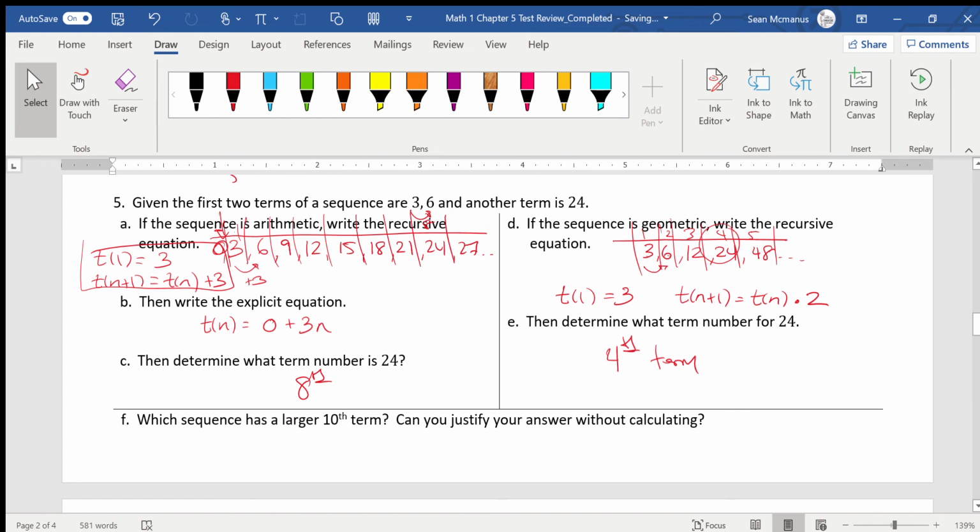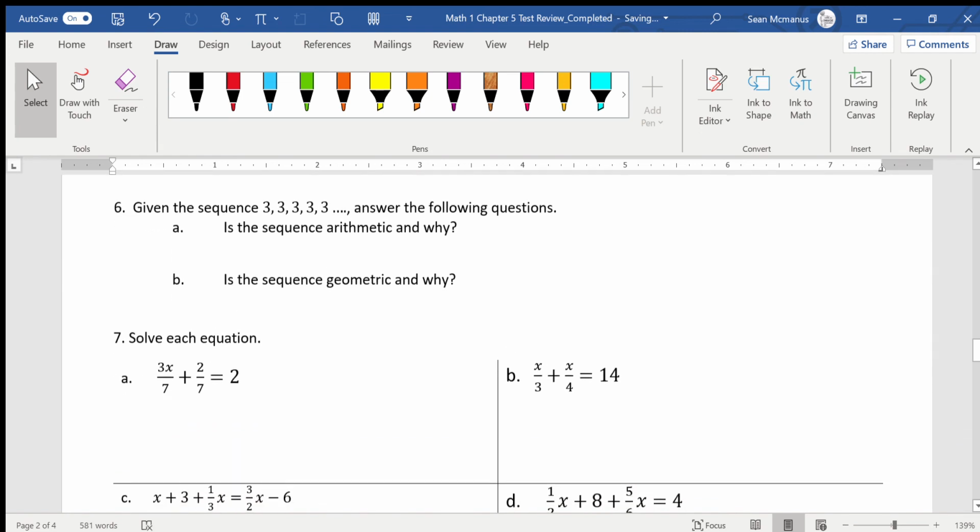Which sequence has a larger 10th term? Can you justify your answer without calculating? Well, I don't know what they mean by calculating. I could keep going. Right, I already see here on part A, right, that was the 8th term, the 9th term. I mean, the 10th term would be 30, right? And over here, right, these are doubling every time, so they're going to keep getting bigger. It's already bigger than 30, so right, the geometric sequence grows much faster.